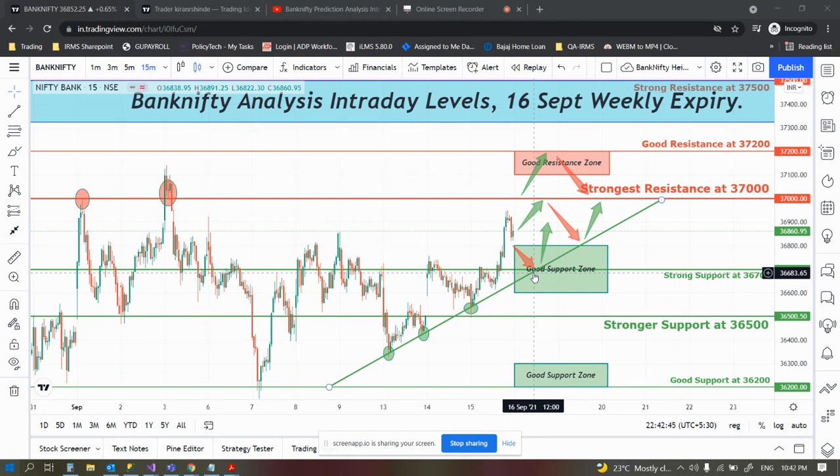And again, one more time, I would like to suggest, rather than trading for this week's expiry, try to take the trade for next week's expiry.